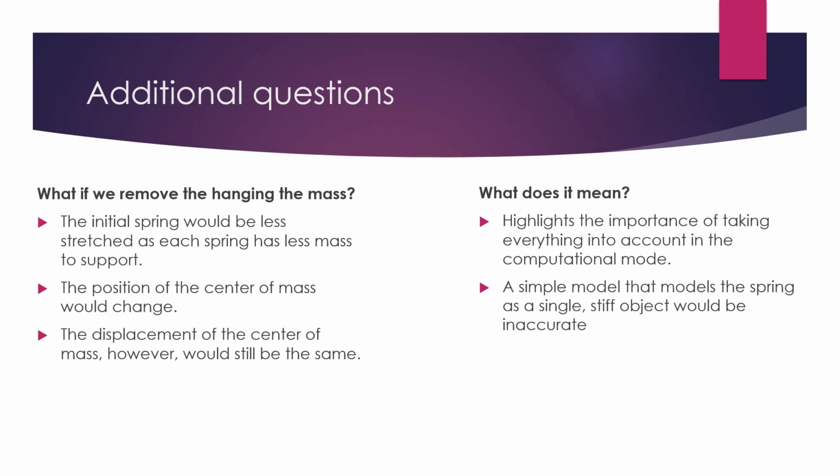Then the additional question is: what if we remove the hanging mass? In which case the initial spring would be less stretched as each spring has less mass to support, and the position of the center of mass would change. However, its displacement would still be the same. And what does it mean? It highlights the importance of taking everything into account in the computational model, because a simple model that models the spring as a single stiff object would be inaccurate as the top and the bottom do not move equally.